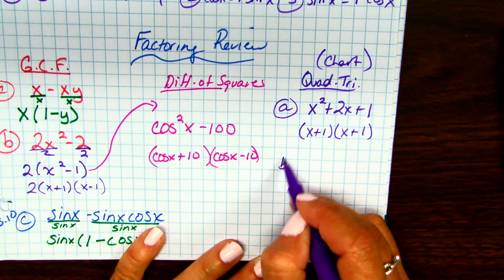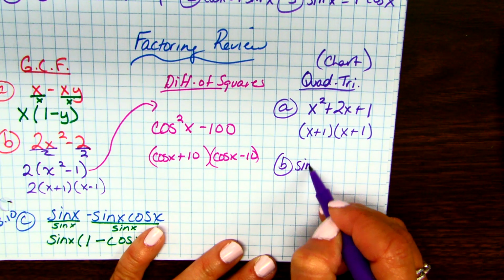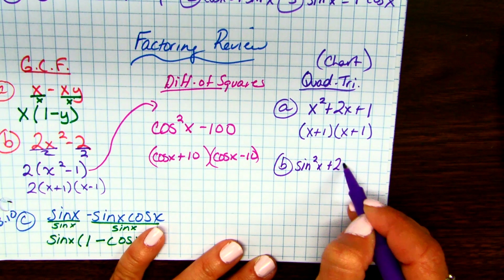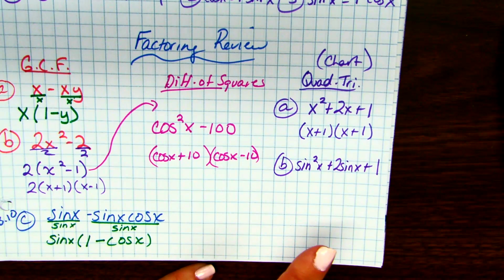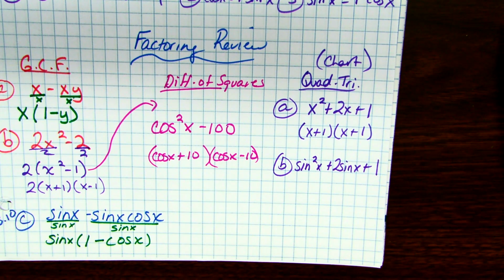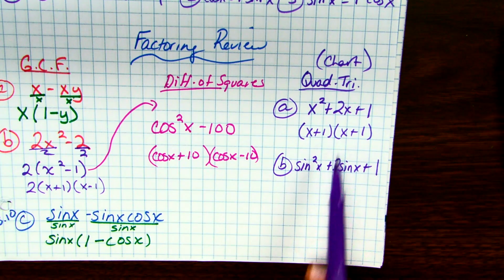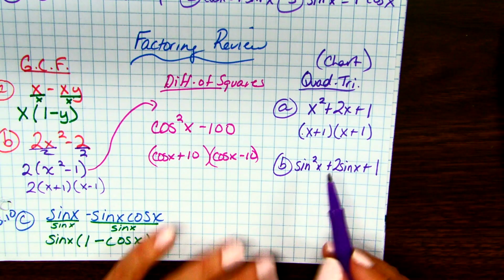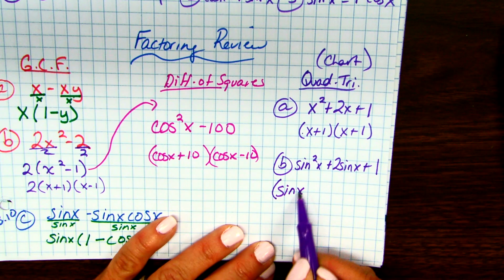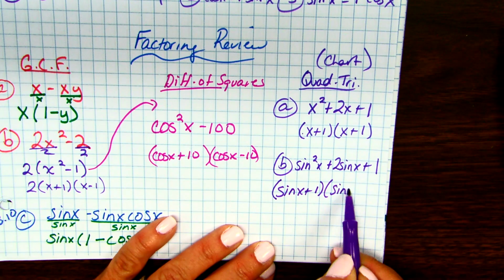And then in trig, same exact problem, by the way. Same exact problem as before. The only difference is I slipped the word sine in there. It's still just what two numbers multiply to get 1 and add to get 2, which are 1 and 1. The only difference in our answers is I'm going to slip the word sine in front of each of my x's. So sine x plus 1, sine x plus 1.